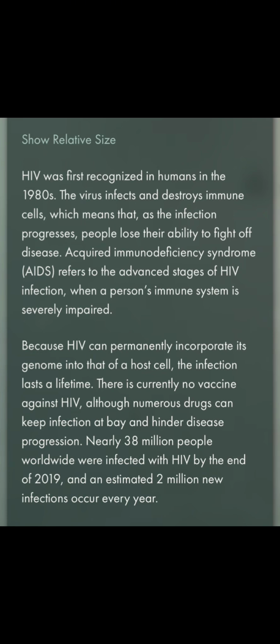Acquired immunodeficiency syndrome, or AIDS, refers to the advanced stages of HIV infection when a person's immune system is severely impaired. Because HIV can permanently incorporate its genome into that of a host cell, the infection lasts a lifetime. There's currently no vaccine against HIV, although numerous drugs can keep infection at bay and hinder disease progression. Nearly 38 million people worldwide were infected with HIV by the end of 2019.